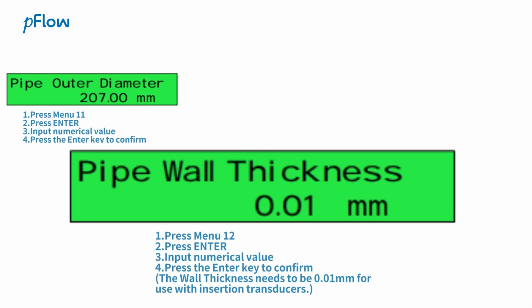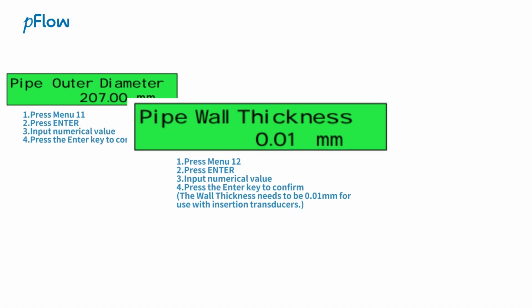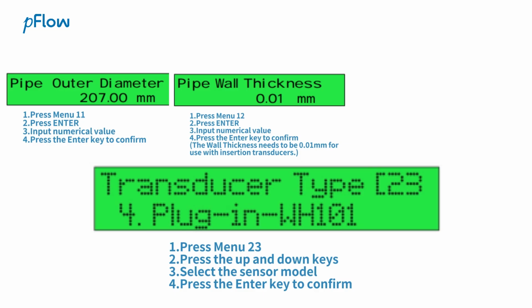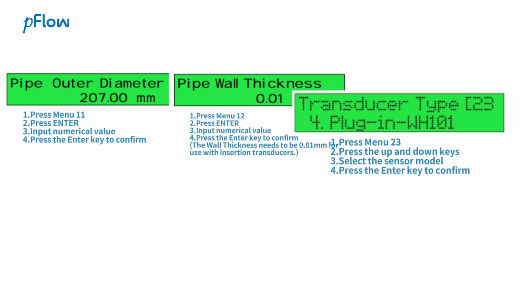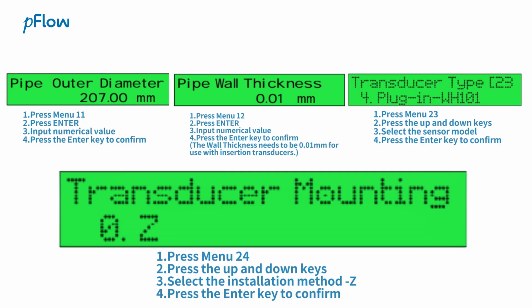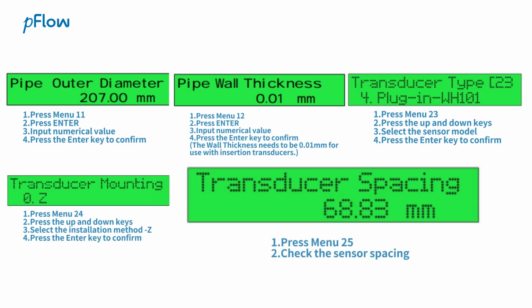Enter pipe wall thickness in Windows M12. Select the transducer type in Windows M23. Select transducer mounting method in Windows M24. The transducer mounting spacing is auto-calculated and shown in Windows M25.